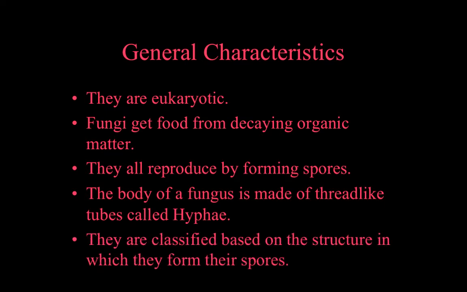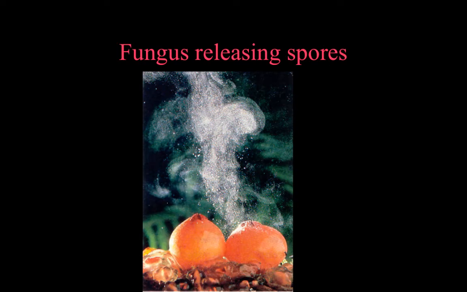And finally, we're going to classify these into 4 or 5 phyla here based on the structures in which they form their spores. Here's a little picture of a puffball mushroom releasing spores when it reproduces, and you can see there's literally millions upon millions of single-celled spores that are released by each fungus whenever they reproduce.